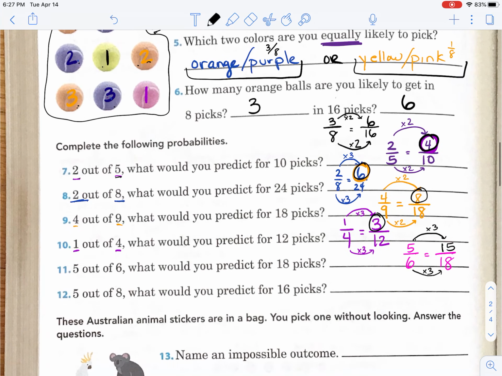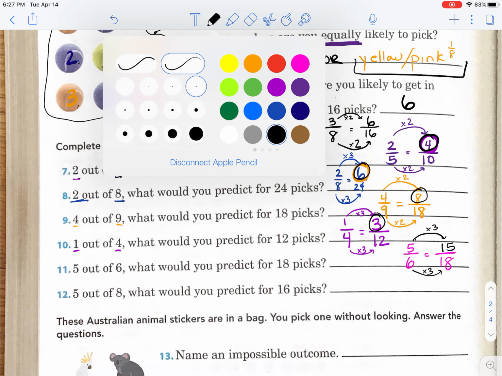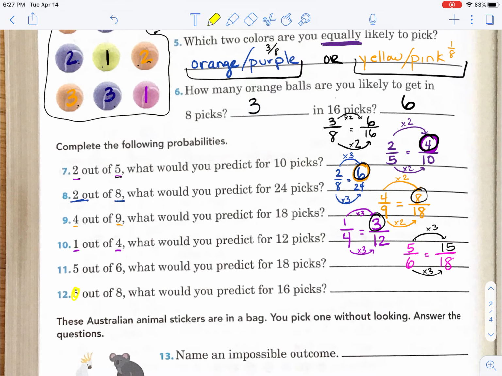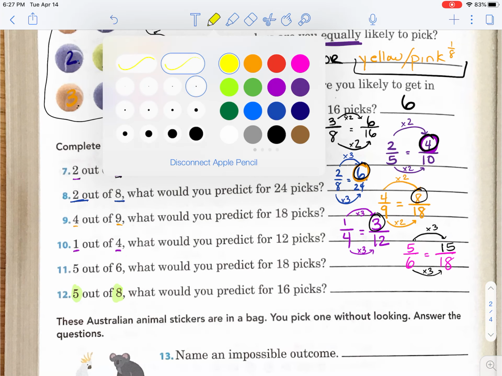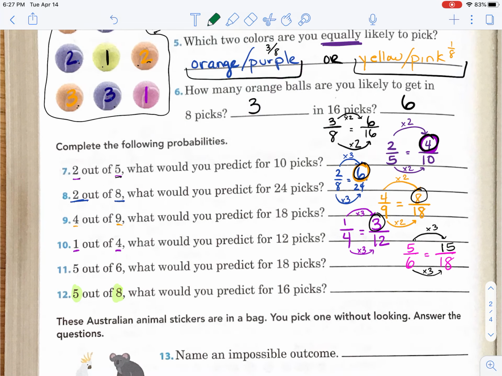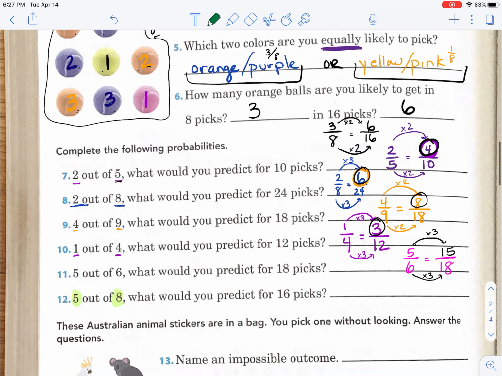Okay, last one. Are you getting the swing of it? Try it on your own. I'm going to give you a minute. It says 5 out of 8. So what's your fraction? 5 is the part. The numerator's the part. The denominator's the whole. And fractions are parts of the whole. So the numerator's the part. So what's the part out of 8? 5. That goes in the numerator. Out of 8, that's the whole, out of the total.